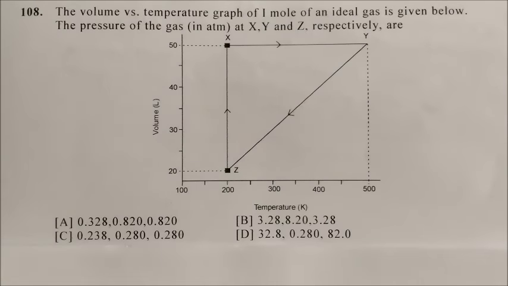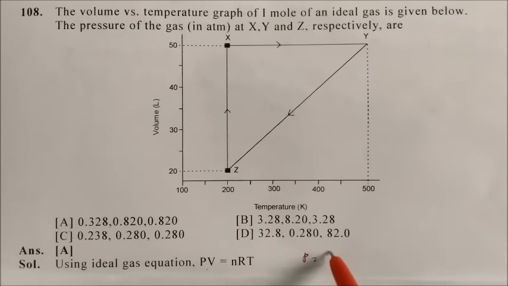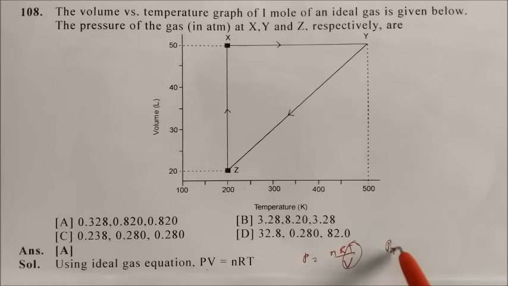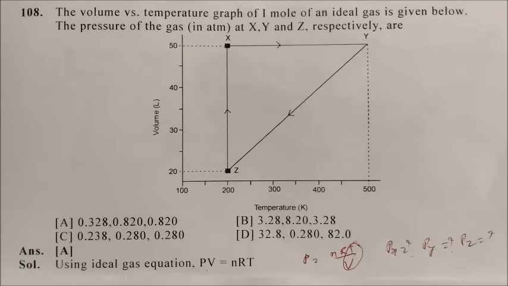So we'll use the ideal gas equation, that is PV equal to nRT. So we have to find the pressure. So pressure will be equal to nRT by V. N is given as 1 mole. R we know. So we have to take T by V for each gas. That is, Px will be how much, Py will be how much, and Pz will be how much. So let us see the answer.